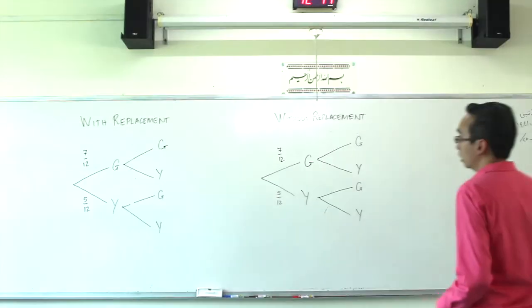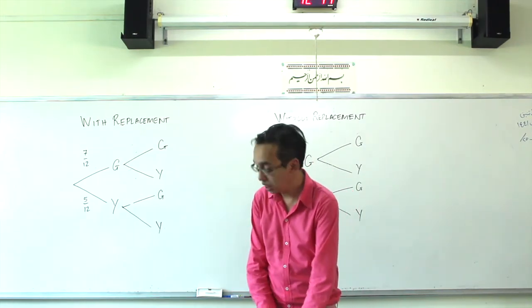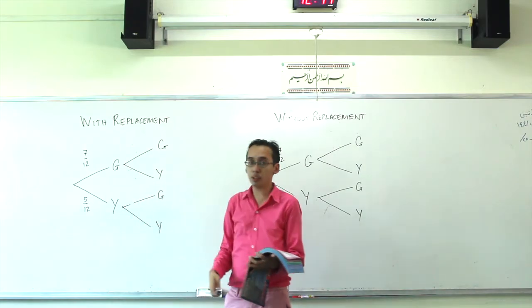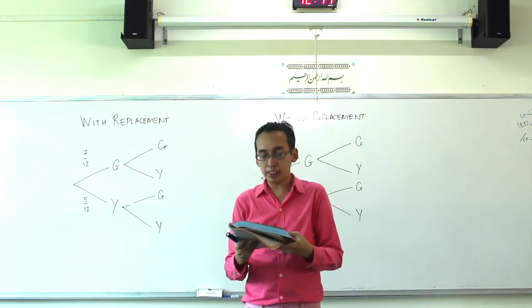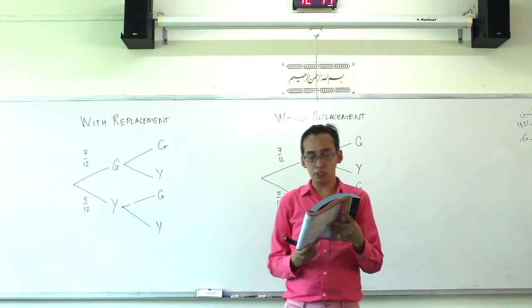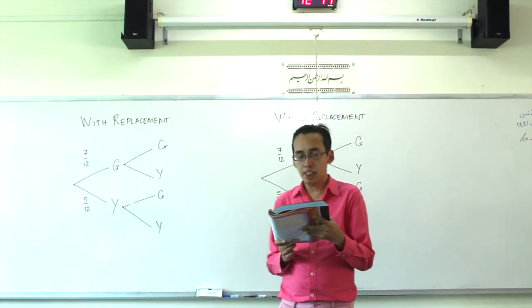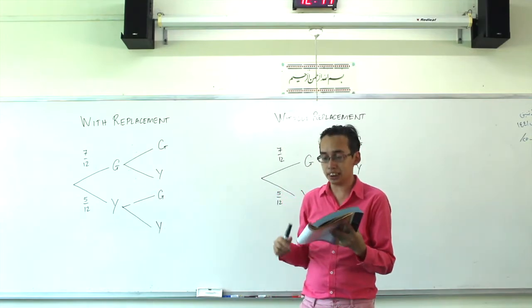Welcome back. I've changed the tree diagram. Over here, G will represent green, Y will represent yellow. Let's read the question first. A bag contains 7 green and 5 yellow balls. 2 balls are selected at random, one at a time. Find the probability that the 2 balls are of different colors if the selection is made.